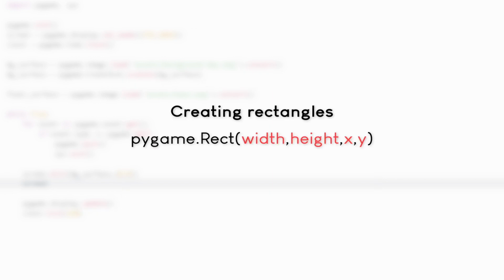And there are two ways to create rectangles. Number one is that you can use pygame.Rect and implement an X and a Y position and a width and a height. And then you have a rectangle in a certain position. But you don't use them that way all too often.